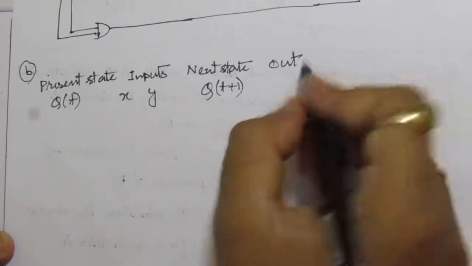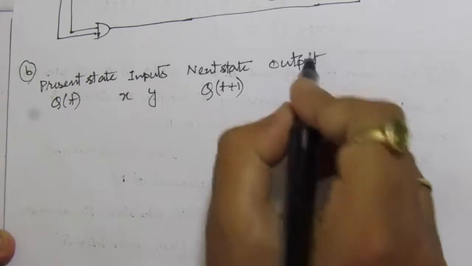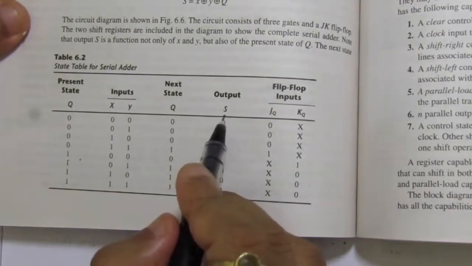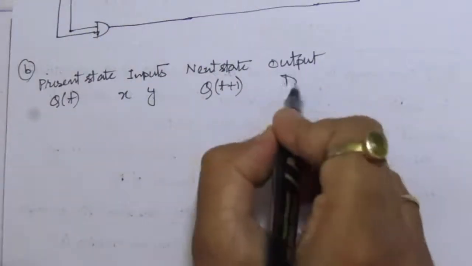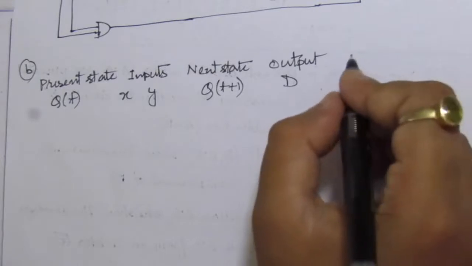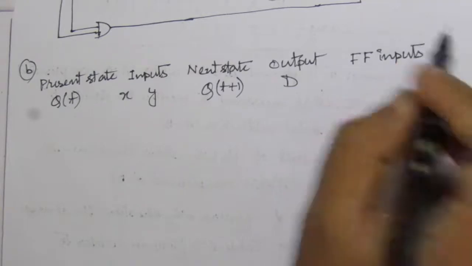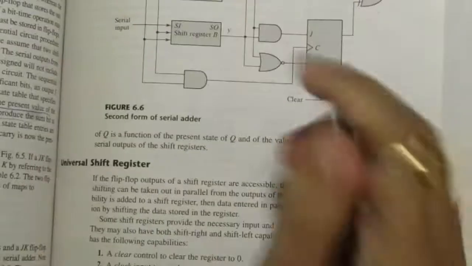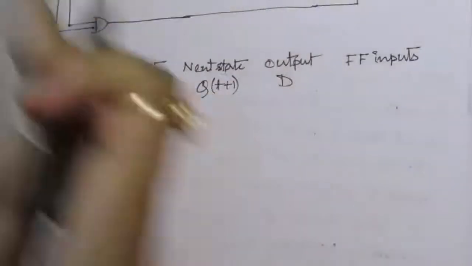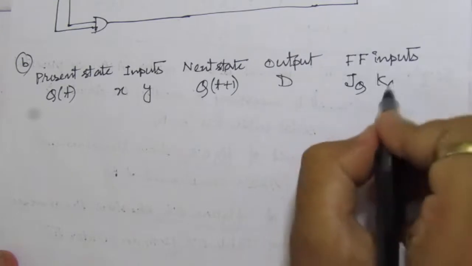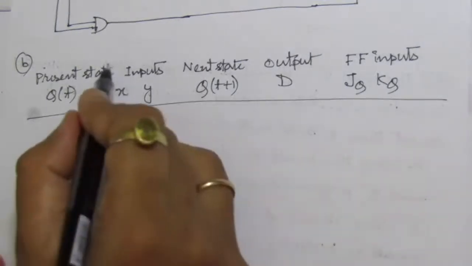The output now will be the difference. So this was a serial adder table, so this output was the sum. Now here the output will be the difference, so we'll denote it with D. The output will be D, and we have to find out the flip-flop inputs, the respective flip-flop inputs. So the flip-flop inputs will be this J and K, so here we'll write JQ and KQ.